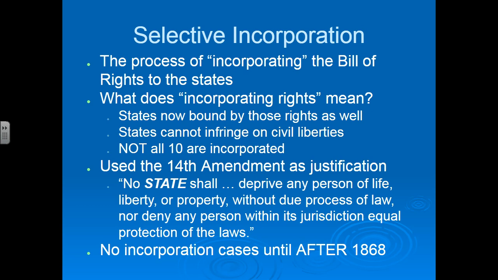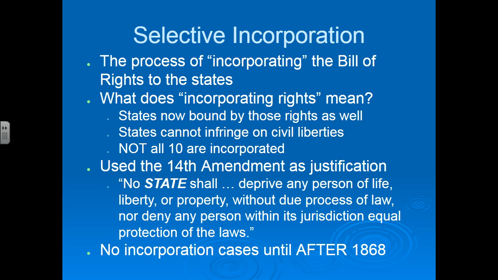And the reason the 14th was used, and nothing else before that, is because we have the due process clause in the 5th Amendment, but we have the same clause in the 14th Amendment, except it starts off differently. It says, no state shall deprive any person of life, liberty, or property without due process of law. So that's a due process clause. Nor deny any person within its jurisdiction equal protection of the law. So that's the equal protection clause.